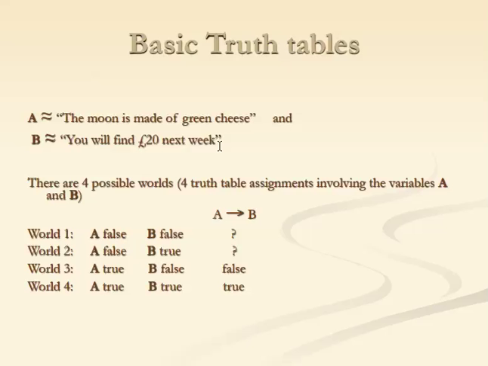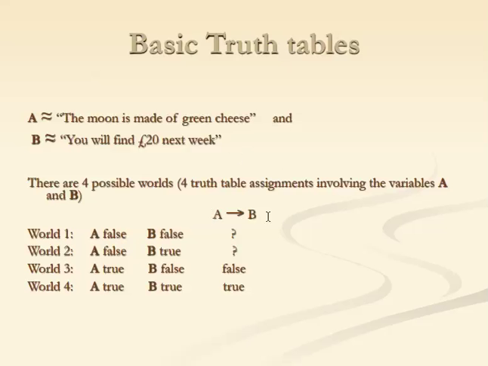What we can see is that you can think about it like a promise. If I promise you that if the moon is made of green cheese, then it's a fact that you will find 20 pounds next week, then you can simply ask, do I keep the promise or do I break it? That's how implication works. A implies B works like a promise. It's simply saying, I promise that if A is the case, then B will also be the case.